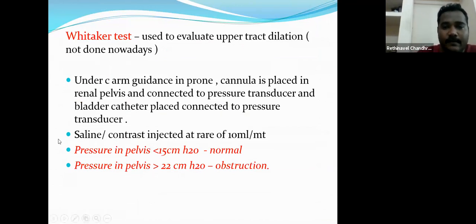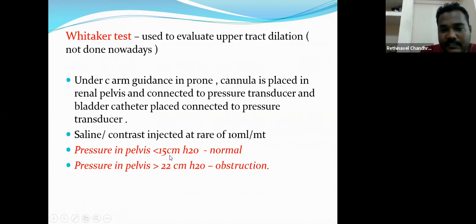What is the Whitaker test? Same thing. Under CT guidance, they will put a PCN catheter in the renal pelvis and connect it to a pressure transducer. Via the PCN tube they will inject saline at the rate of 10 ml per minute, and then they will monitor the pressure in the pelvis.